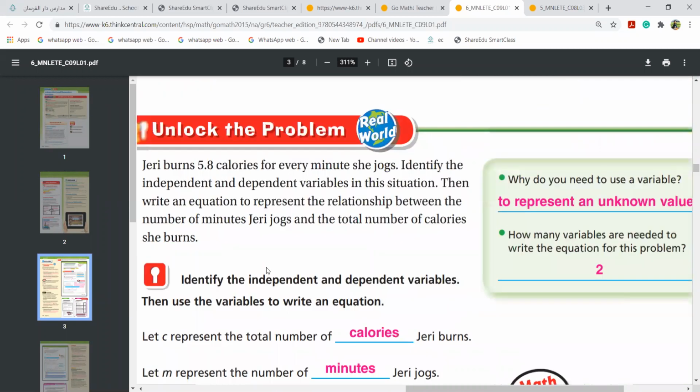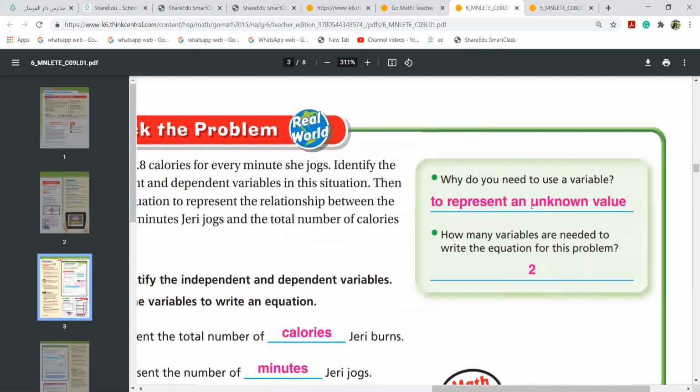Now, Jerry burns 8 calories for every minute she jogs. Identify the independent and dependent variables in this situation. Then write an equation to represent the relationship between the number of minutes Jerry jogs and the total number of calories she burns. Why do you need to use a variable? To know the unknown value.